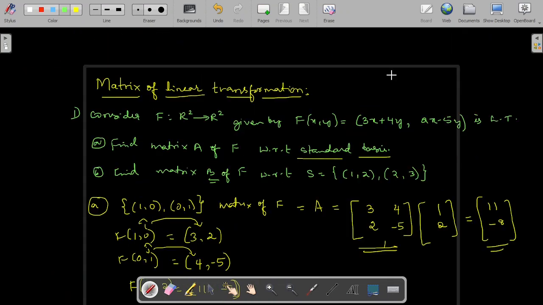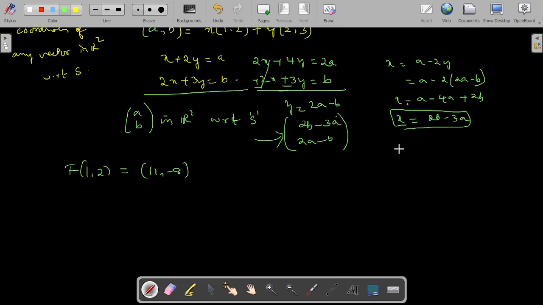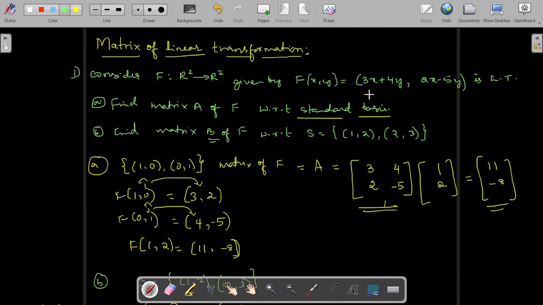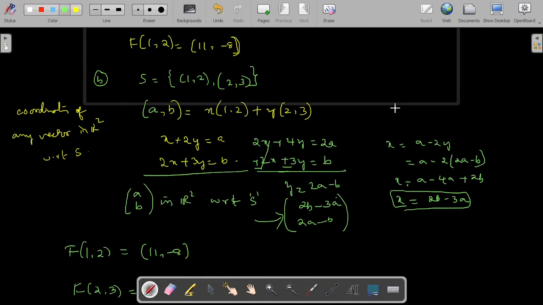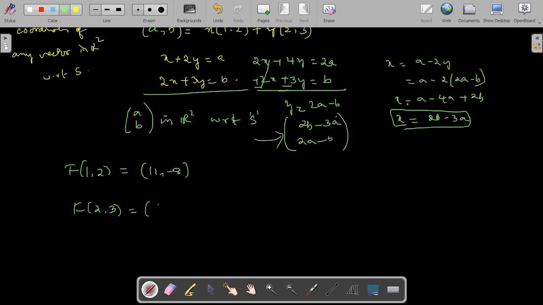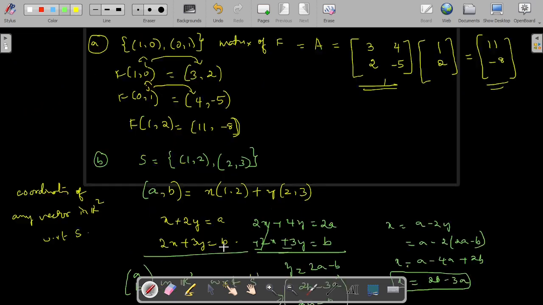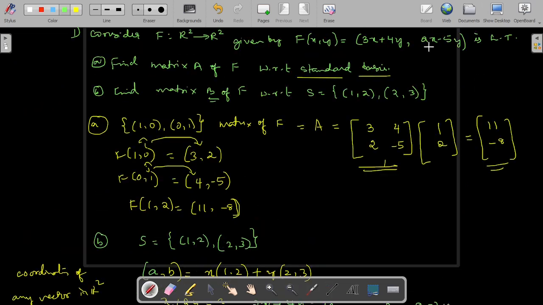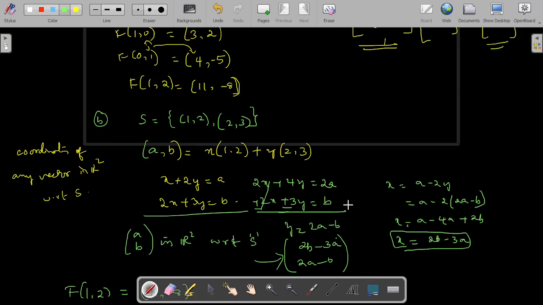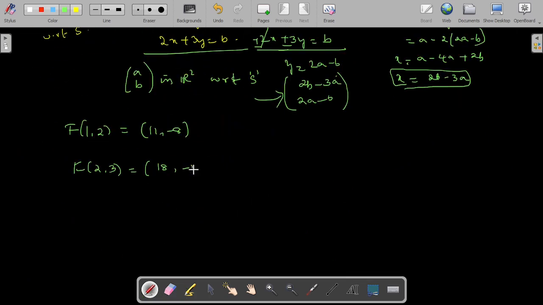Next, similarly, f of (2, 3). F of (2, 3), where it goes after applying the transformation. Here 3 times 2 is 6, plus 4 times 3 is 12, 18. So this gives you 18, comma, put x equal to 2, y equal to 3 here. Okay, 2 times 2 is 4, minus 15, minus 11. So this gives you minus 11.